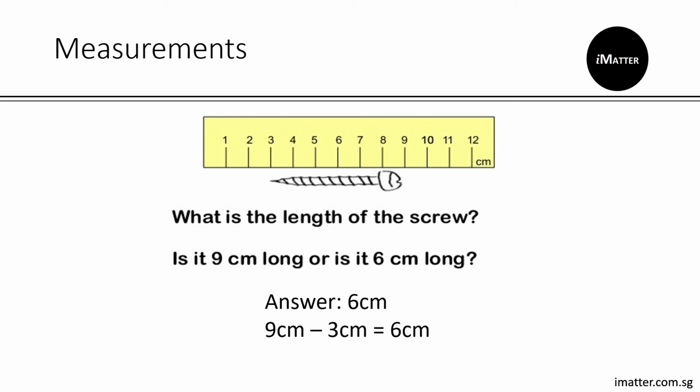Now do take note that when you measure something with a ruler, it has to start at the 0 mark. If it does not start at the 0 mark, where it ends and where it starts, you should take note of. So the screw stops at the 9th mark, which is 9 centimeters. However, it starts at the 3rd mark. So that means your calculations should be 9 cm minus 3 cm, which will give you 6.